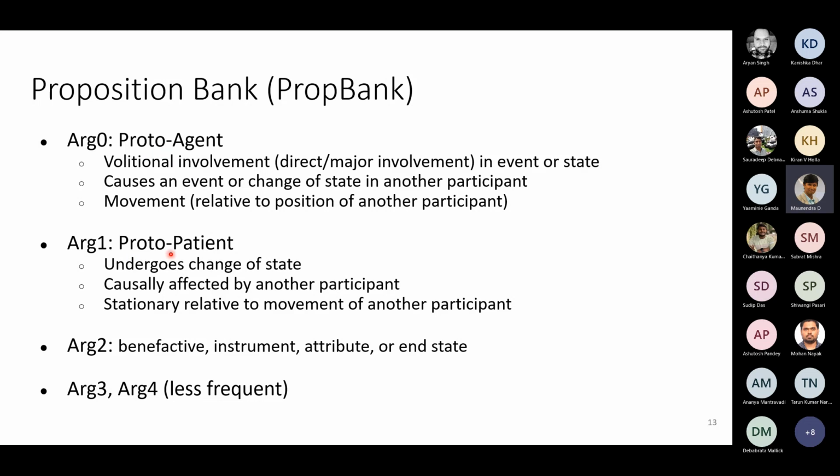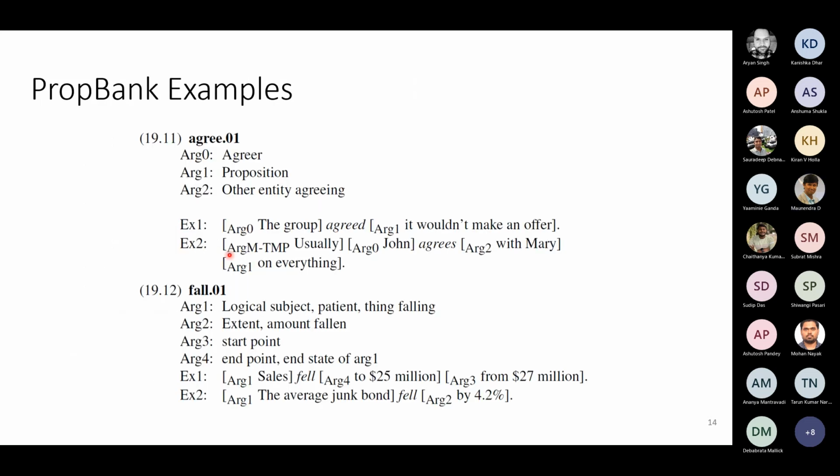Proto patient is again the person or entity or object or the thing that is undergoing some change of state, or that is actually absorbing or getting modified due to the action which is performed in the verb. This is causally affected by another participant, which is the proto agent. Then there can be some other kinds of arguments also. The next slide, where it has more examples, will make it clearer.